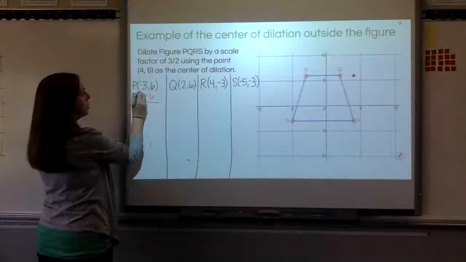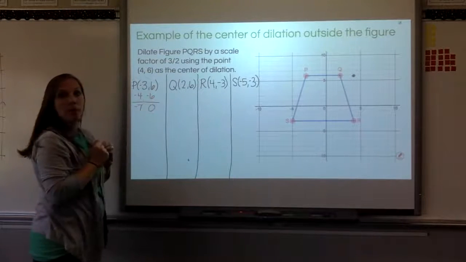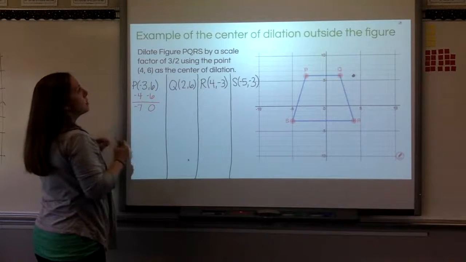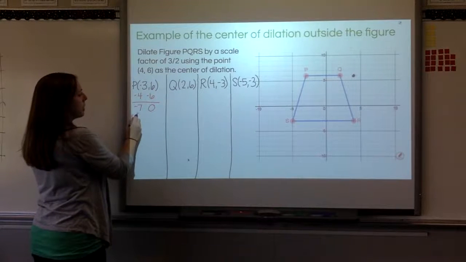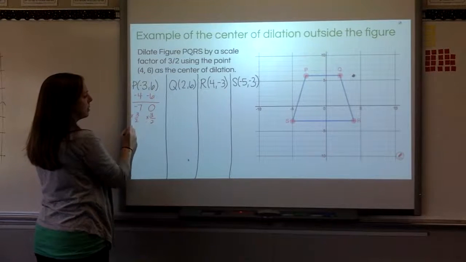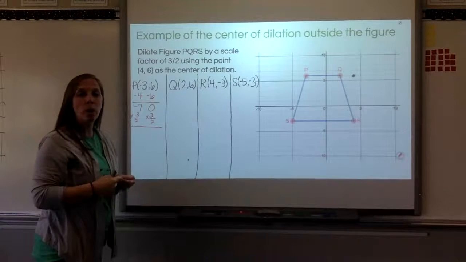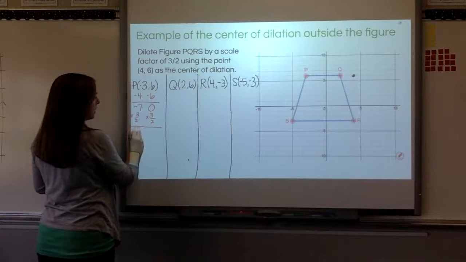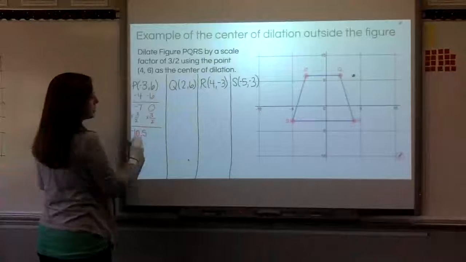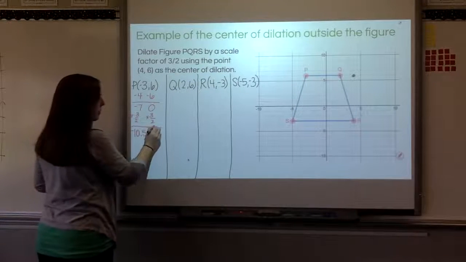center. Okay, so -3 minus 4 is -7. 6 minus 6 is 0. Now I'm going to apply my scale factor. I'm going to multiply each of these by 3/2. Okay, so -7 times 3 would be -21. Divided by 2 would be -10.5. I'm going to go ahead and write that as a decimal now to make my life easier. 0 times anything is 0.